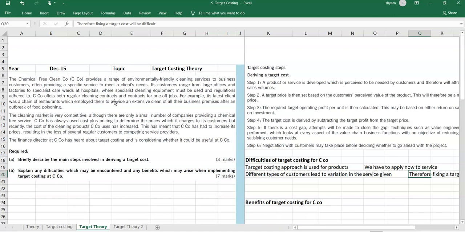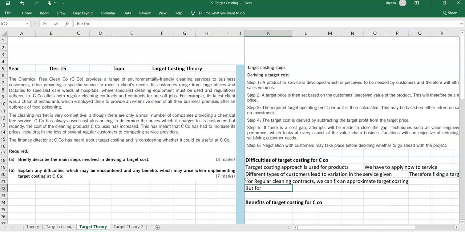CCO offers both regular cleaning contracts and contracts for one-off jobs. So again, this is a problem here. Regular cleaning means, for regular cleaning contracts, at least we can fix an approximate target costing, right?